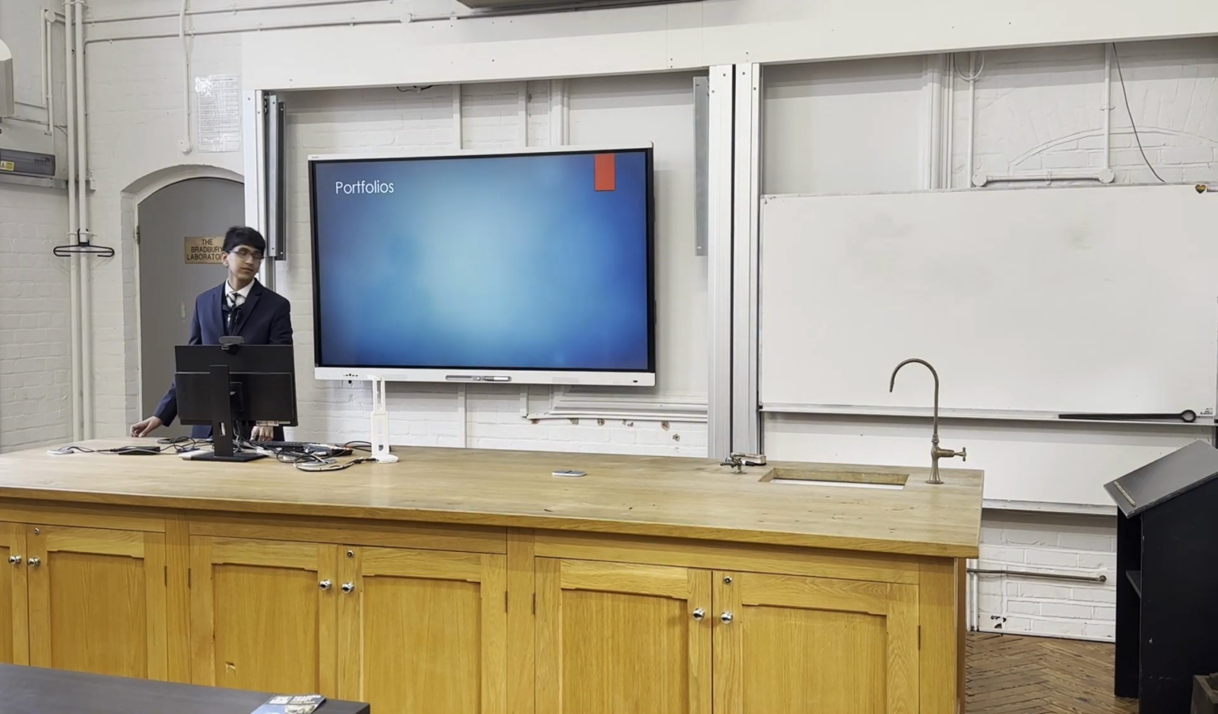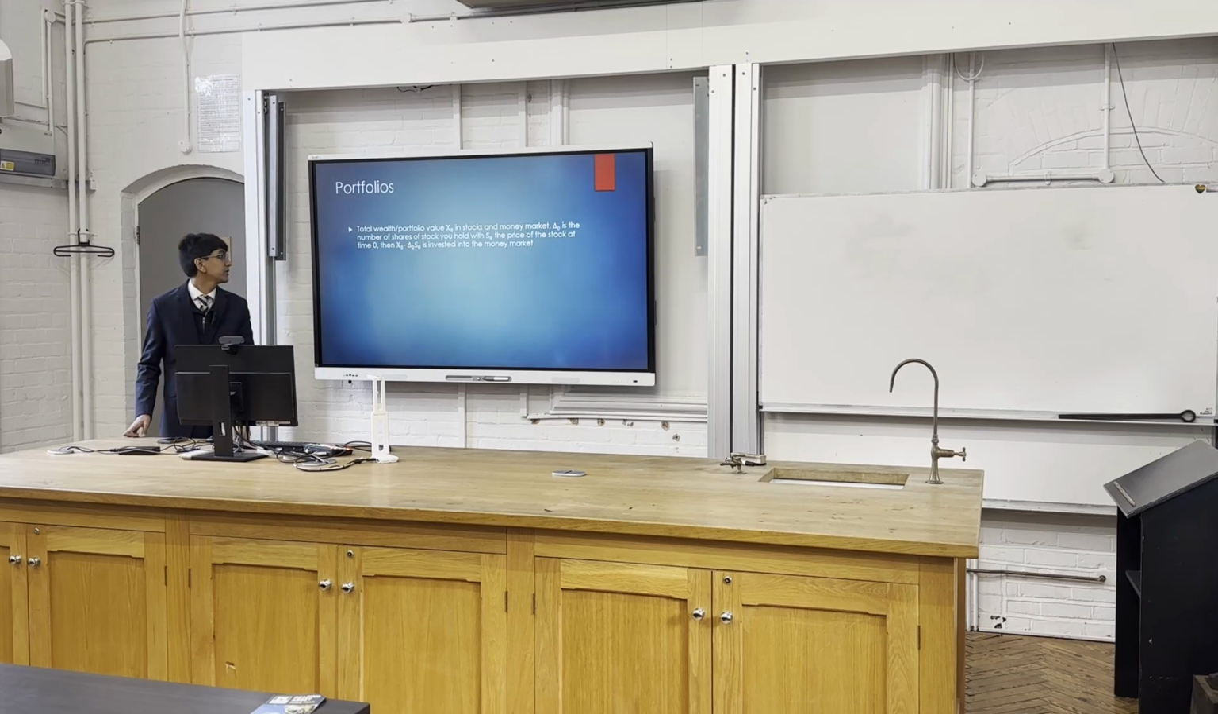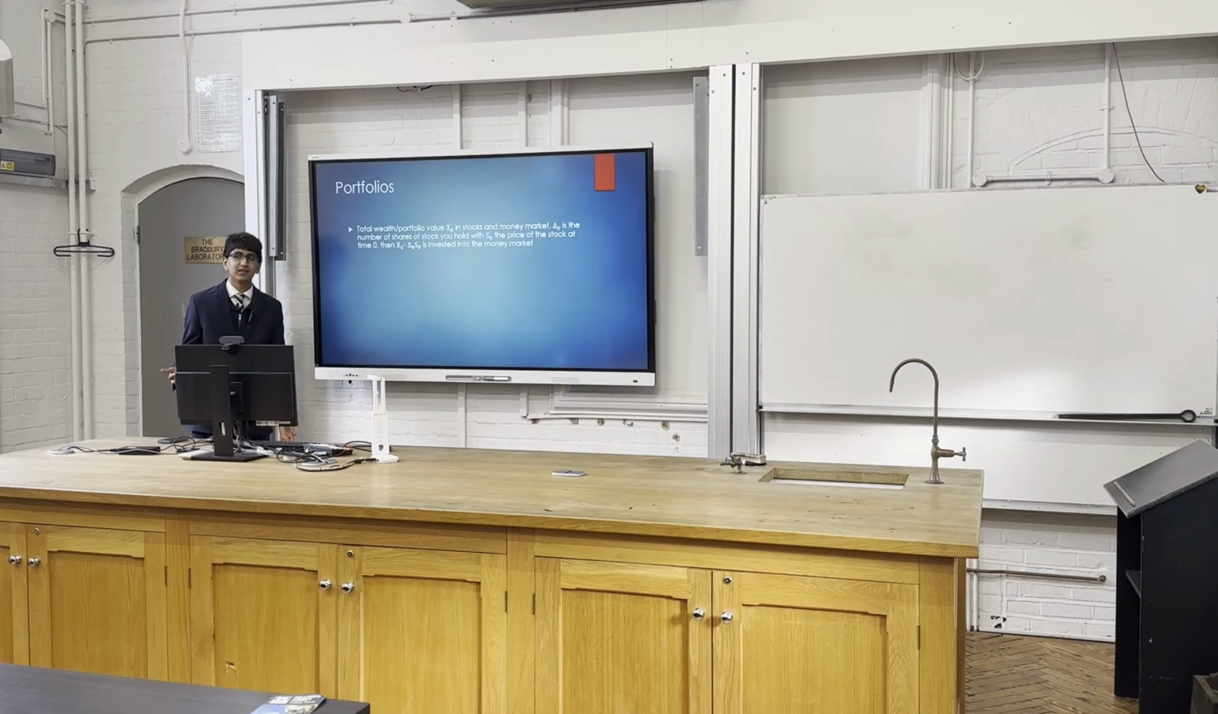So, portfolios. Say, for example, I have a total wealth or portfolio value of x0 at time 0, in stocks and the money market. Stocks, I'm sure you all know, but the money market is, for our purposes, just a bank account. You can borrow money from it, you can lend money at a fixed interest rate.